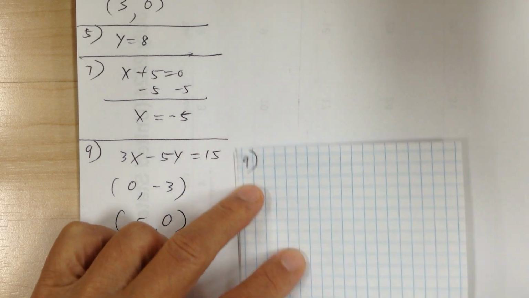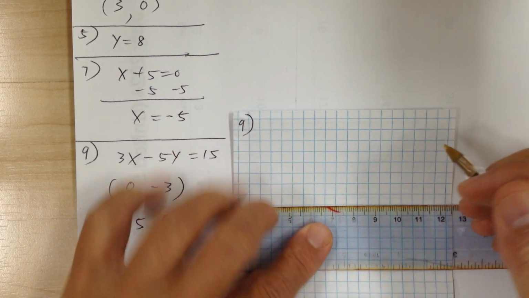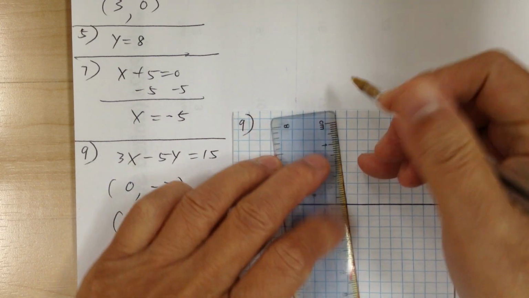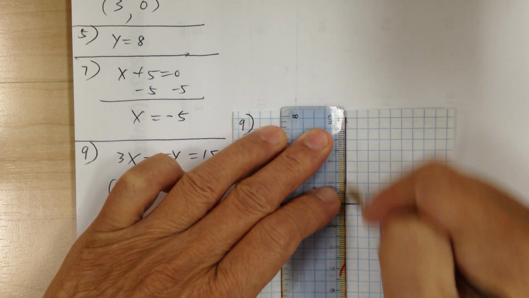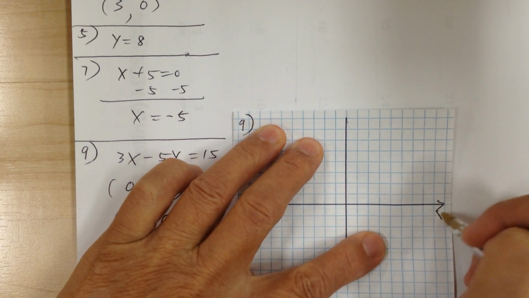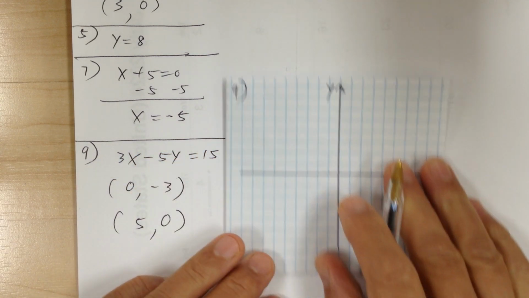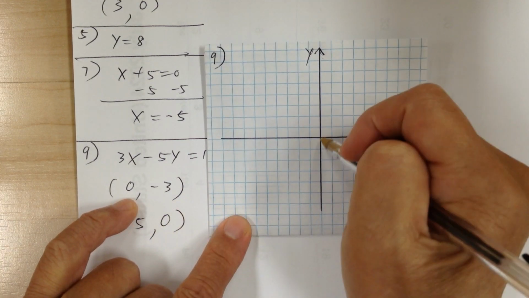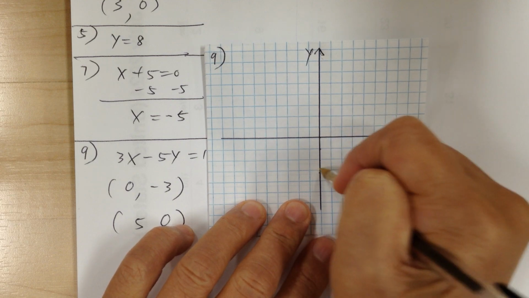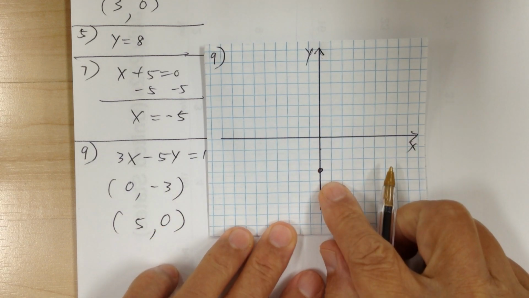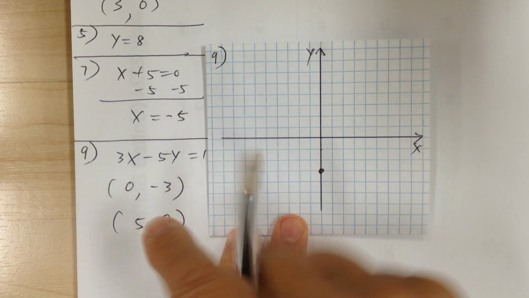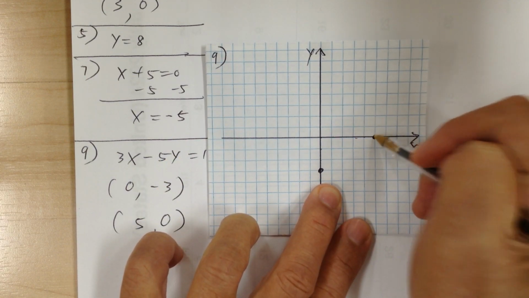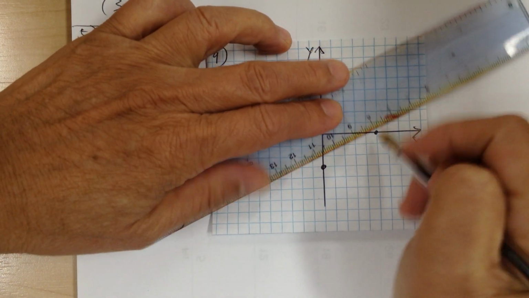For number 9, the first point is (0, negative 3). So (0, negative 3): 1, 2, 3. That's the point over here. Then you've got (5, 0). Again, remember this is x, this is y. So we'll go 1, 2, 3, 4, 5, 0. And you go and connect the two dots.